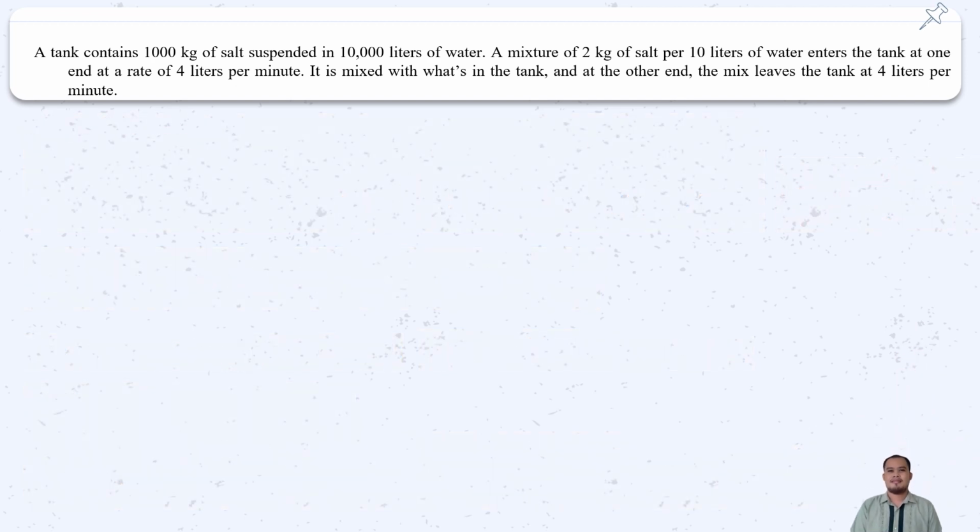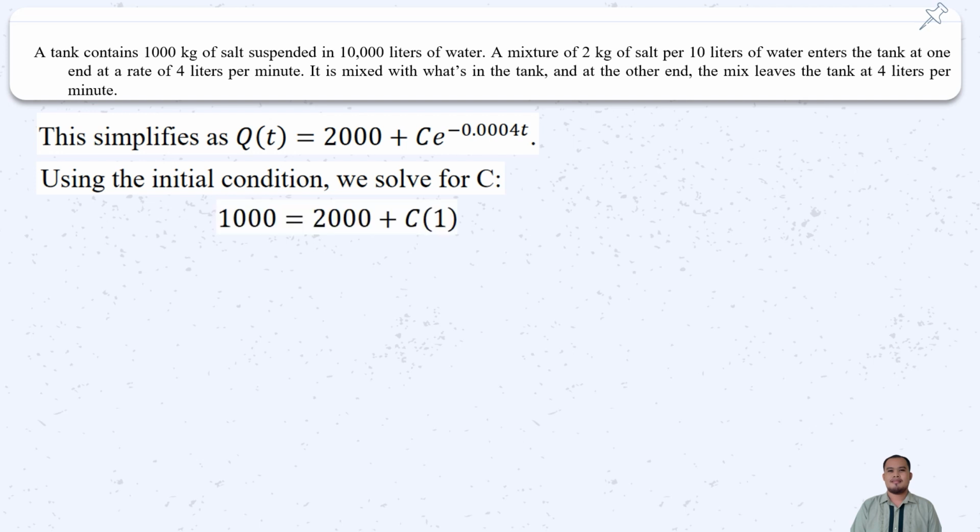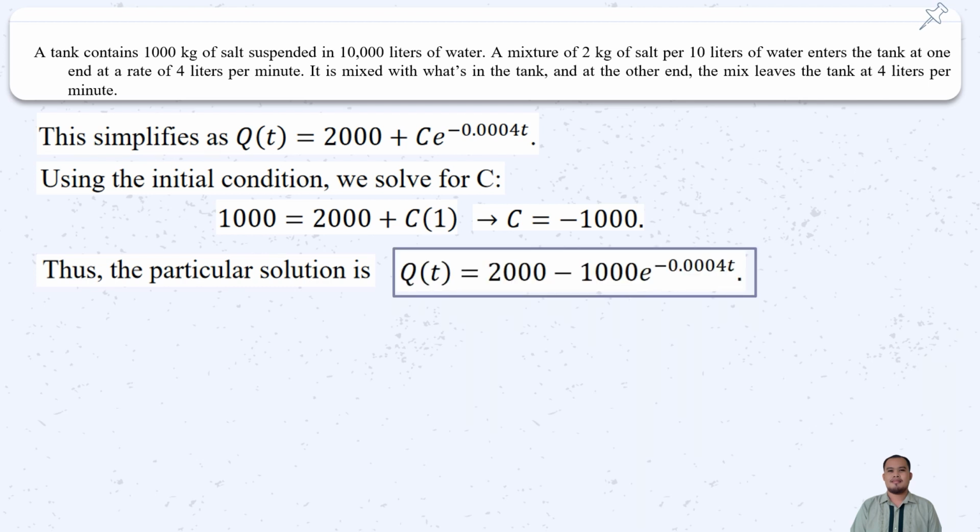The previous equation will then be simplified as q of t equals 2000 plus c e raised to negative 0.0004t. Then, using the initial condition, which is q of 0 equals 1000, we will solve for the value of c. The equation will become 1000 equals 2000 plus c times 1. So the value of c is negative 1000. Thus, the particular solution is q of t equals 2000 minus 1000 e raised to negative 0.0004t.